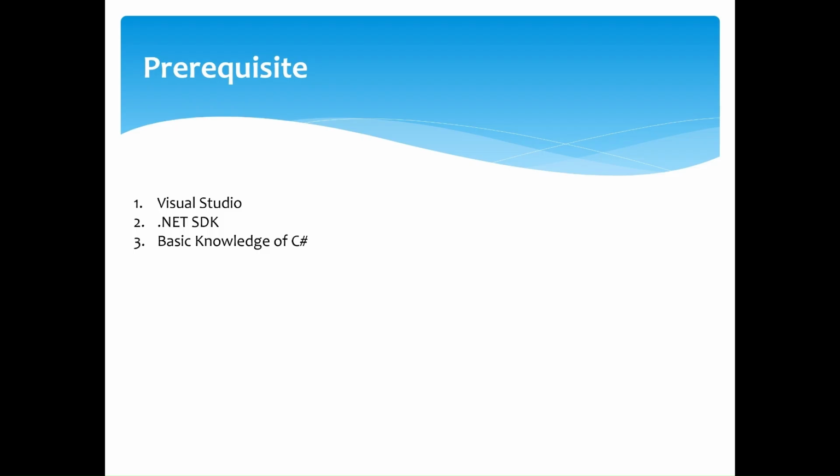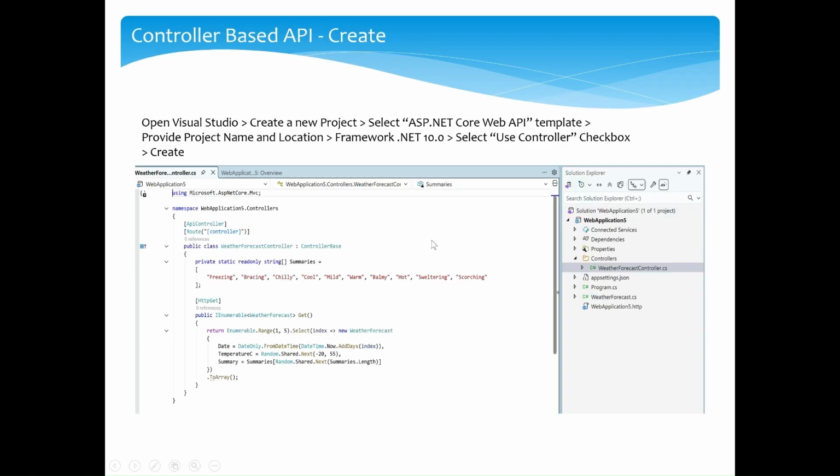As a prerequisite, make sure you have Visual Studio, the .NET SDK, and basic C# knowledge. In Visual Studio, you can click on new project, select the ASP.NET Core Web API template, and provide the project name and the location where you want to save your project. Select the framework as .NET 10, check the checkbox use controllers, and click on create. Once you create it, you will see this kind of application created. I will show you in the demo.